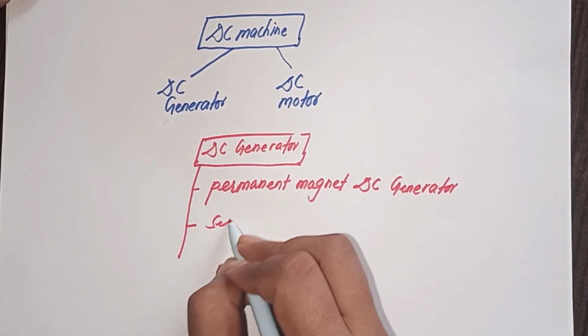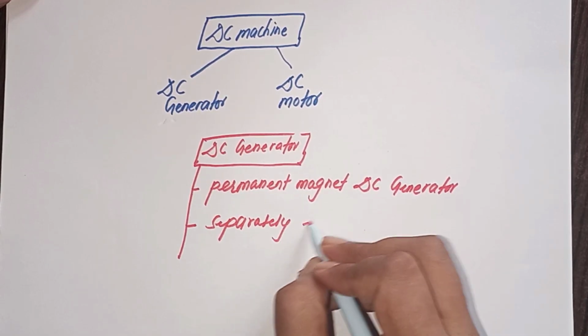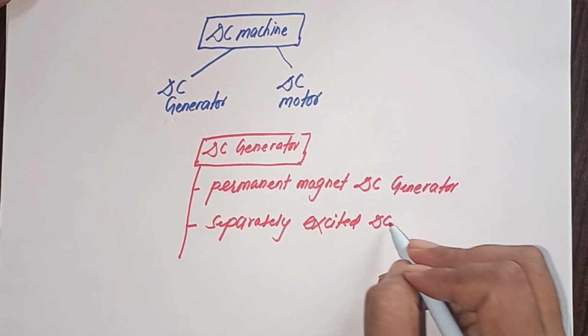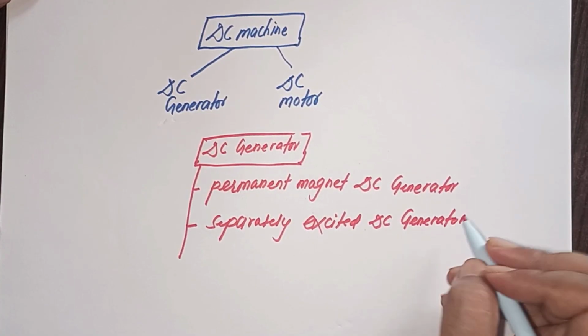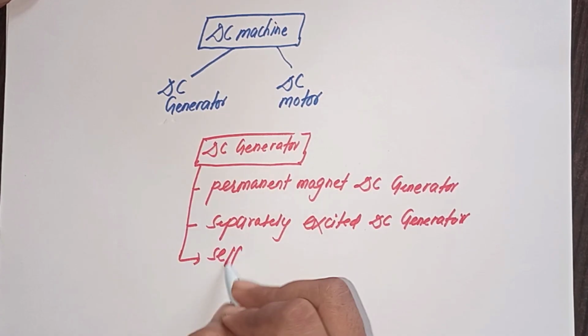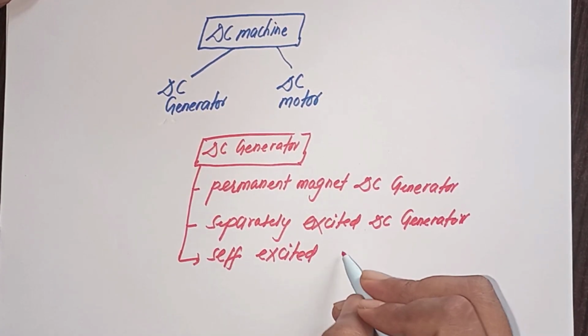Second is separately excited DC generator. And third is self excited DC generator.